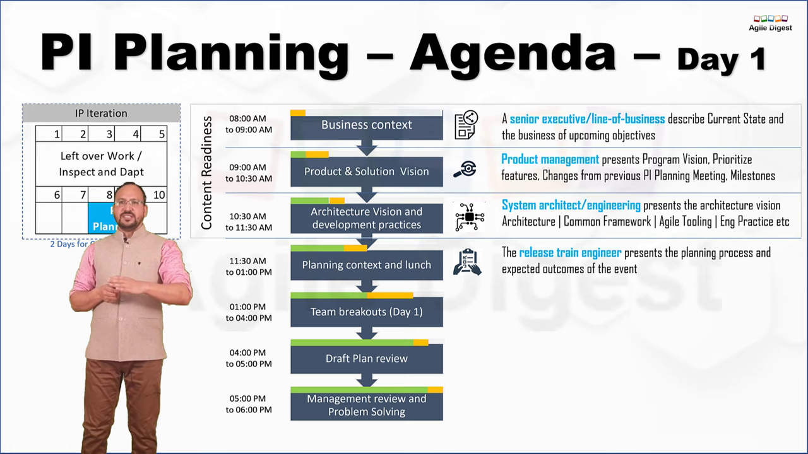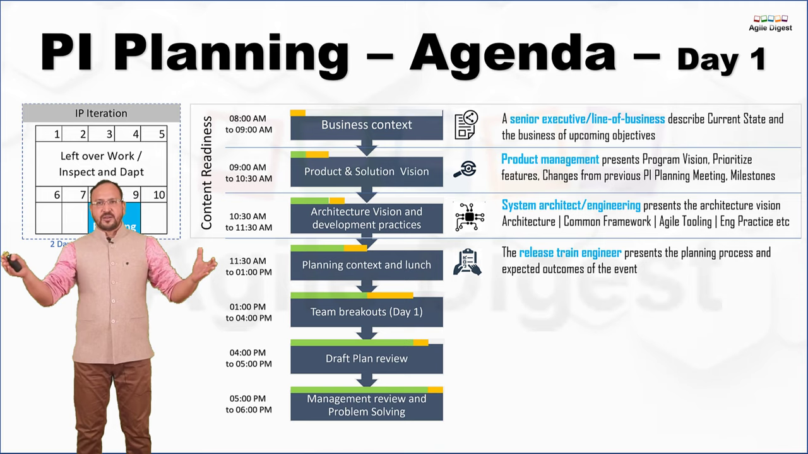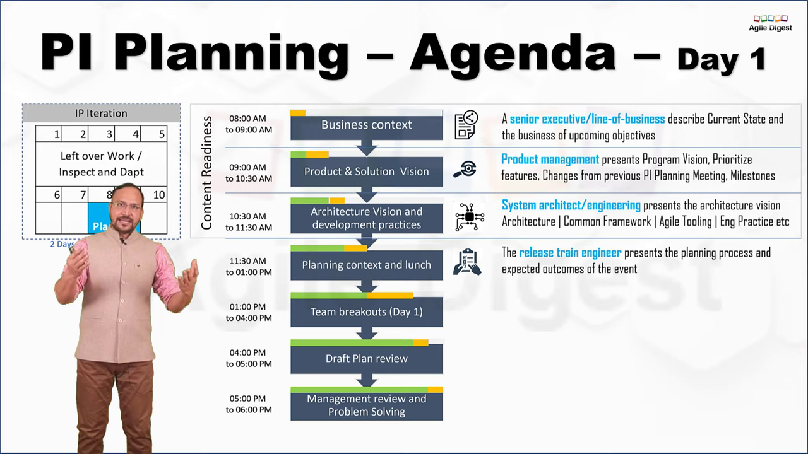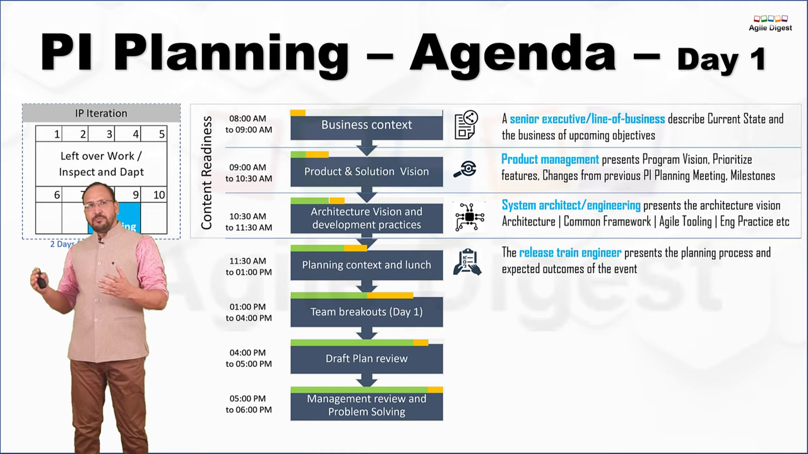The 4th item is planning context and launch. This is where the Agile Release Train engineers present how this process of planning will happen. In case you are new to the Scaled Agile Framework and you are attending your PI planning, don't worry, your Release Train Engineer will give enough guidance, about 1.5 hours, for all team members, so that it will be easy for you to proceed with the PI planning.